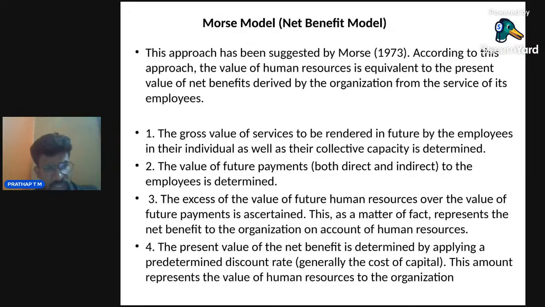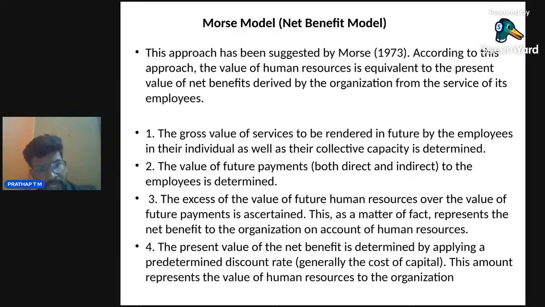What are the steps? First, the gross value of services to be rendered in the future by the employees, in their individual as well as collective capacity, is determined. That is, how many years a particular person may work in an organization will be determined. Then the value of future payments to the employees is determined. What is the annual earnings till retirement? So what is the benefit he is getting from the company?